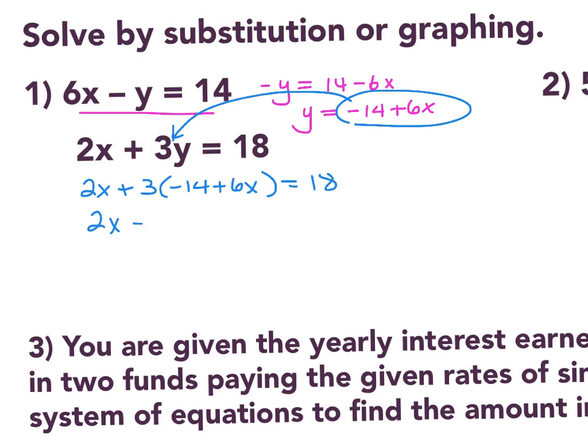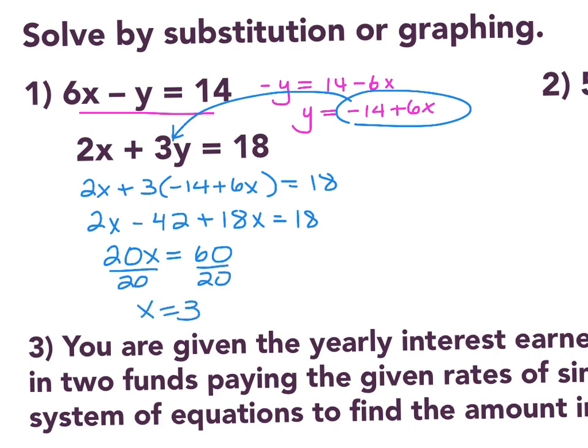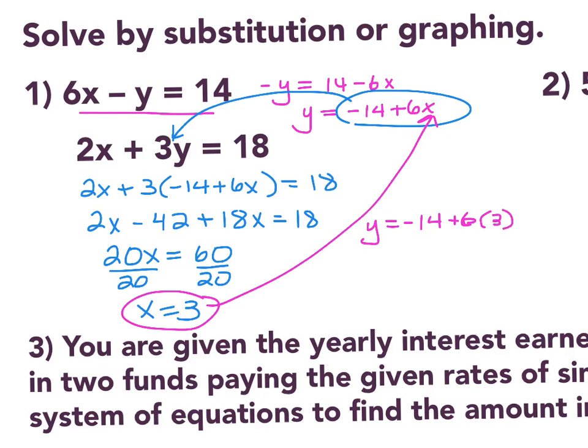2x minus 42 plus 18x equals 18. Combine my like terms, I get 20x. Add that 42 would equal 60. And then divide both sides by 20, and I get x equals 3. And then I'm going to plug that back into this equation. y equals negative 14 plus 6 times 3, and I get negative 14 plus 18, which is positive 4. So my answer is the coordinate point 3, 4.